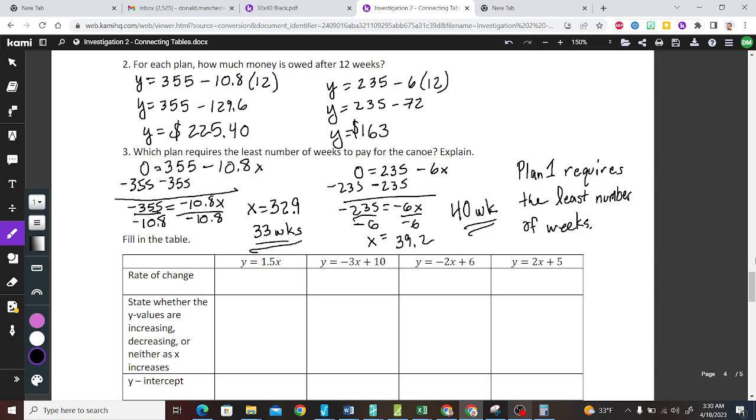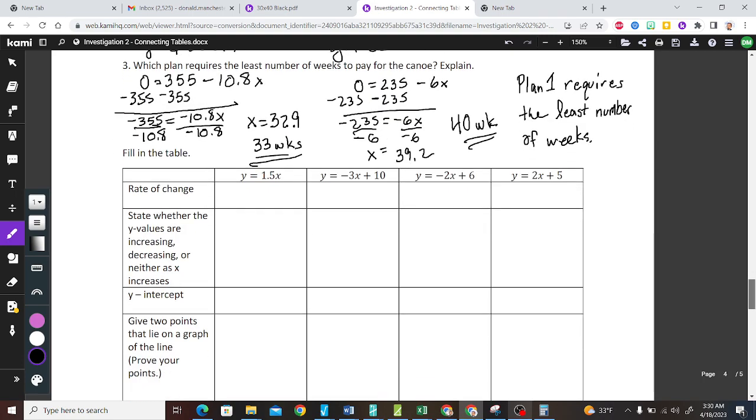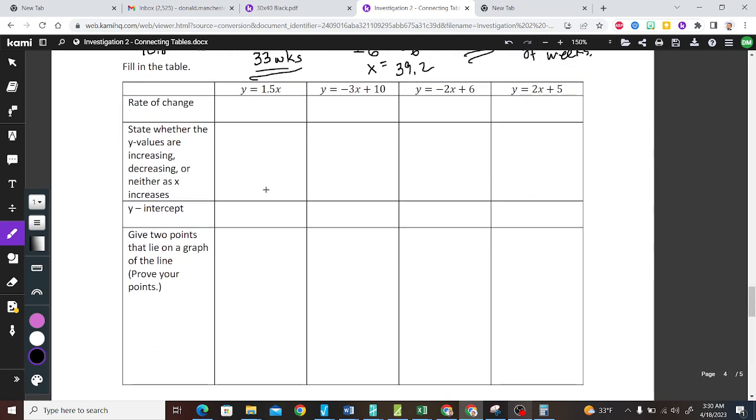So, interesting. Last but not least, we're talking about the rate of change. State whether the values are increasing or decreasing or neither, the y-intercept, and give 2 points. So here we go. Rate of change is the coefficient of x, so this is 1.5. That's positive, so it means we're going to increase. The y-intercept in this case is 0. Give 2 points that lie on the graph.